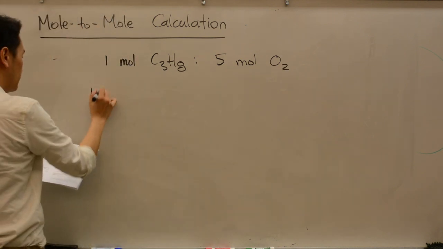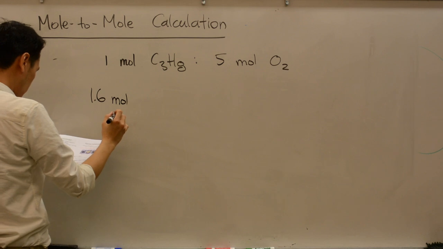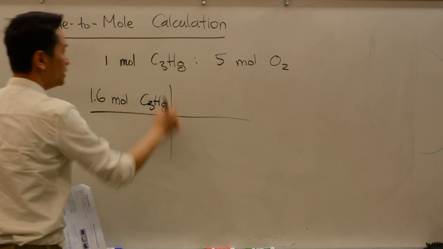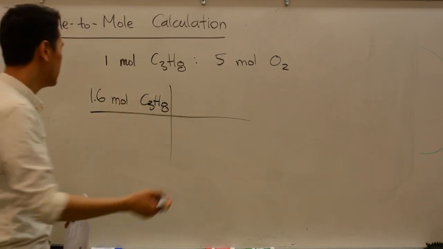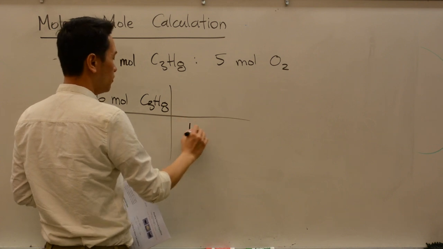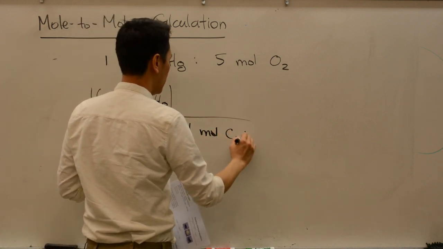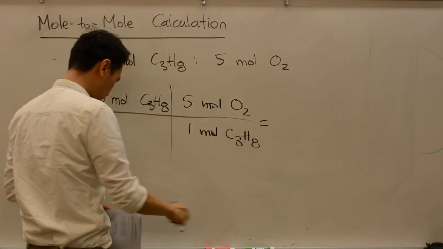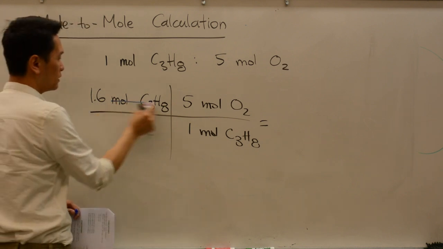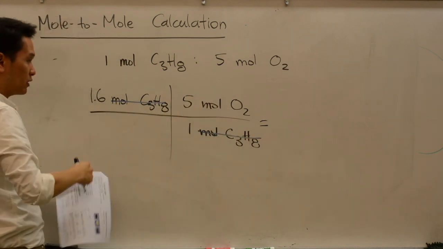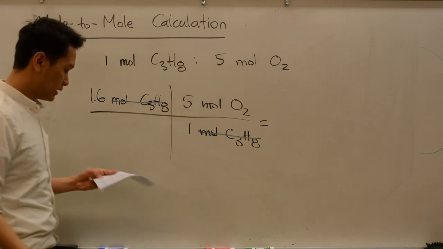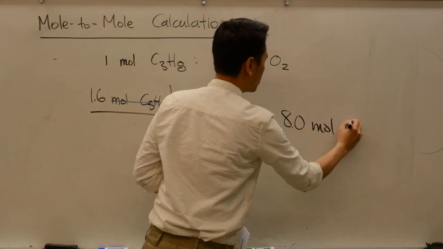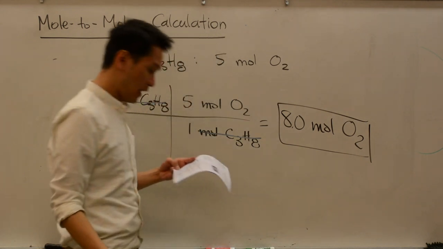We are given that we have 1.6 moles of propane gas. So we just need this conversion factor to tell us how many moles of oxygen we get. Again, this would be 1 mole of propane gas to 5 moles of oxygen. Doing our unit analysis tells us we are going in the right direction. So 1.6 times 5 will give you 8.0 moles of oxygen. Answer C.